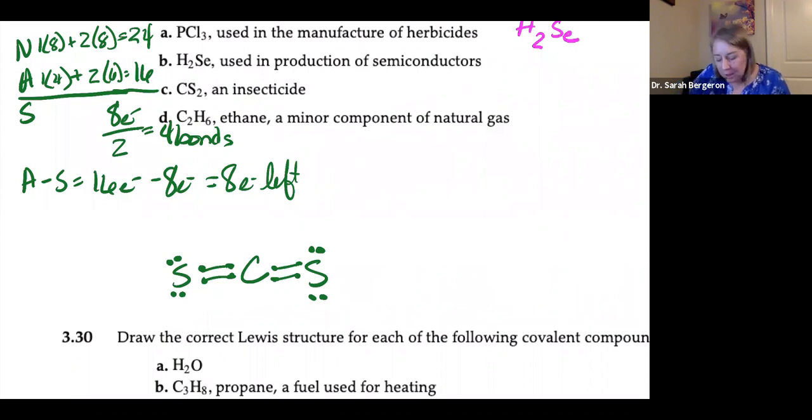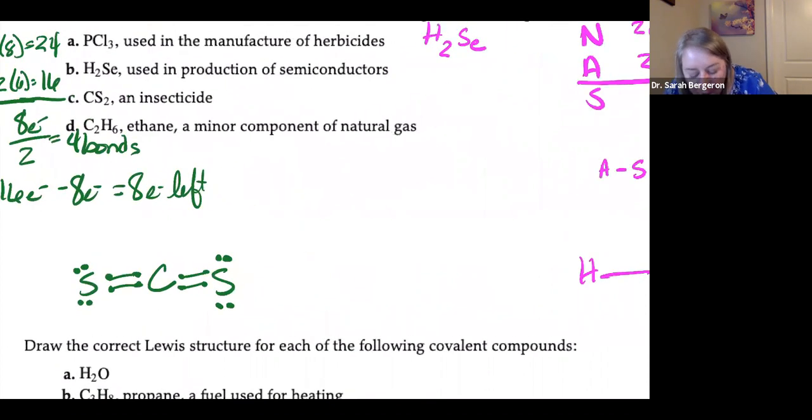Okay, D, C2H6, ethane, a minor component of natural gas. Now, let's do this one the book's way. It doesn't really matter how you do it. If I have 2 carbon atoms, I know that each carbon atom has 4 valence electrons, and then I'm going to have 6 hydrogens.